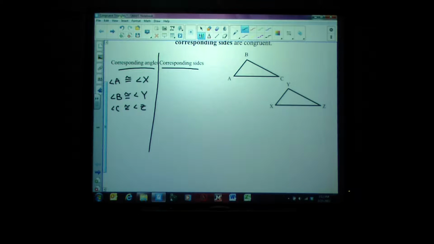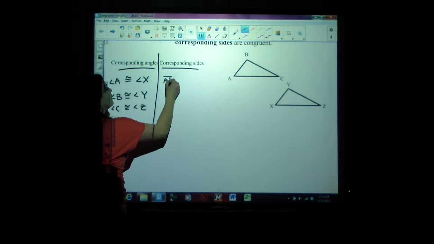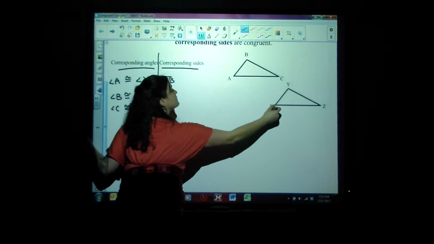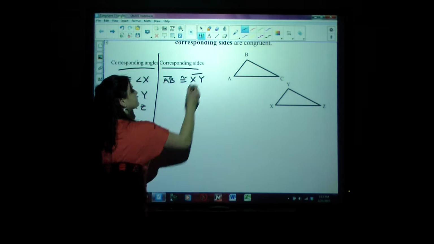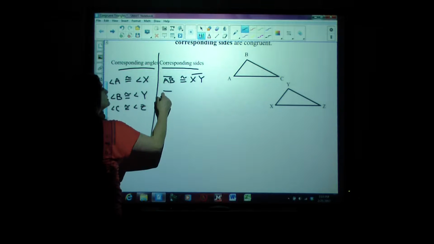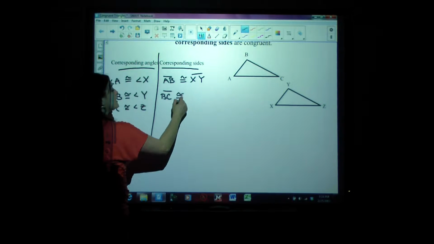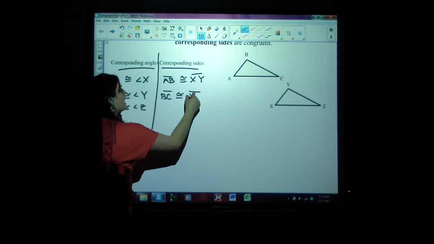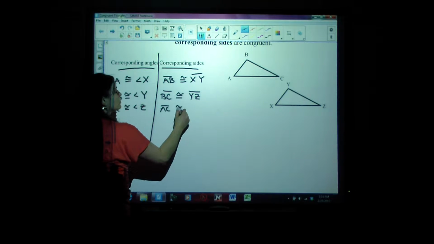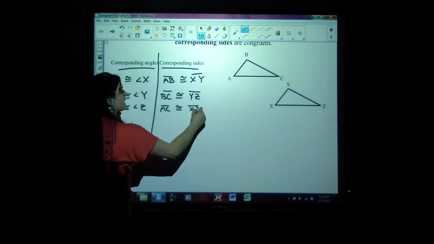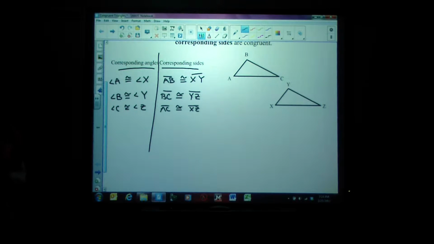Let's talk about corresponding sides. Segment AB, this side length is corresponding to XY, and therefore they would be congruent. Next one, segment BC is corresponding and congruent to segment YZ. Lastly, segment AC is congruent and corresponding to segment XZ. They are all of the sides and angles that line up.